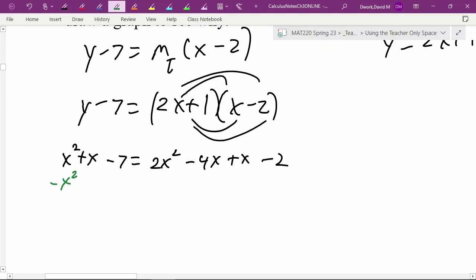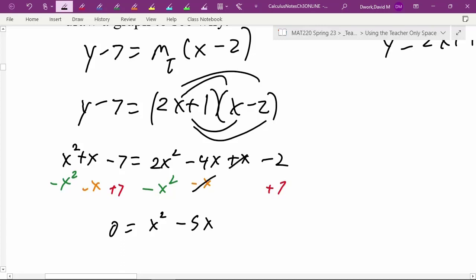So I'm going to subtract x squared, subtract x, and of course, last but not least, add 7, resulting in 0 is equal to x squared minus 5x. It helps if I combine my like terms. Let's add 7 over here. That actually works out kind of nice because the plus x and the minus x simplify. So that's just going to leave me with negative 4x. That's a little better. And then negative 2 plus 7 would make positive 5.